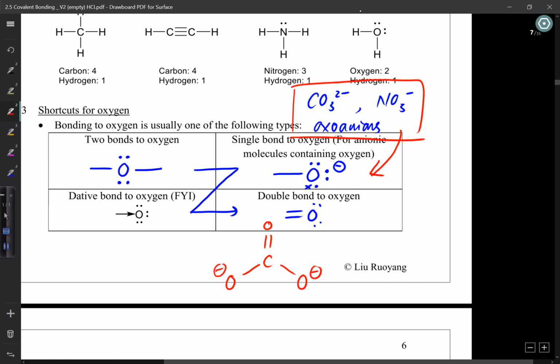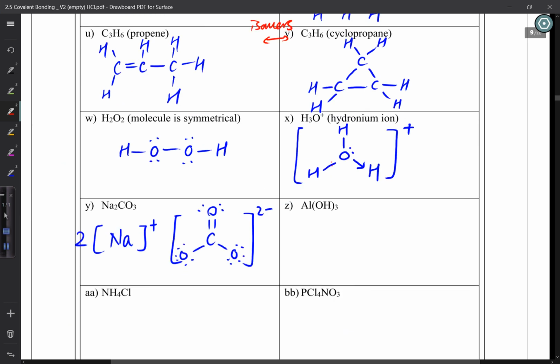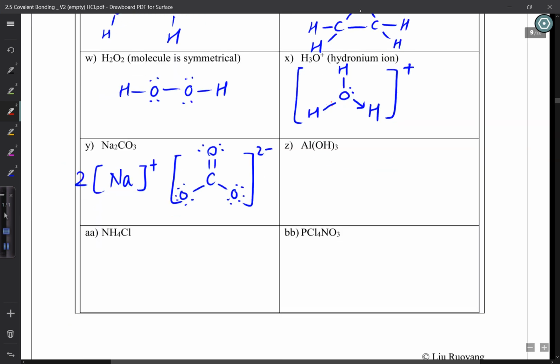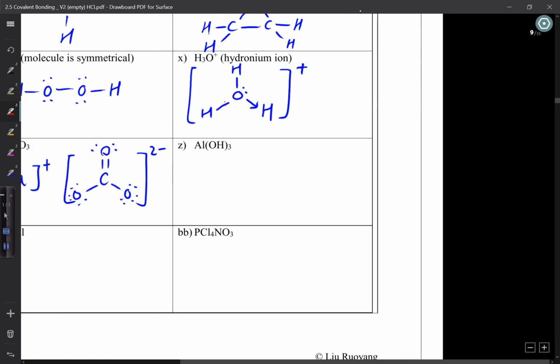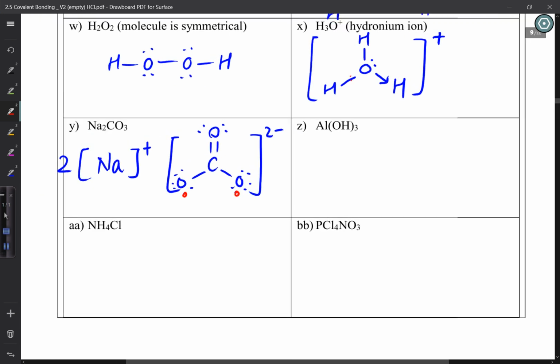Same goes for NO3 minus. Since there's 1 minus charge, you have 1 of this, and then you just have to settle the other 2. So there's a shortcut for these 2. And then for CO3 2 minus, usually we don't allocate the negative charge to a single oxygen, but rather we put the negative charge outside. So it's 2 minus on the outside. But this 2 minus means, if you wish to indicate that, that electrons come from elsewhere, in other words, from sodium. But usually we don't do so because it is known already.